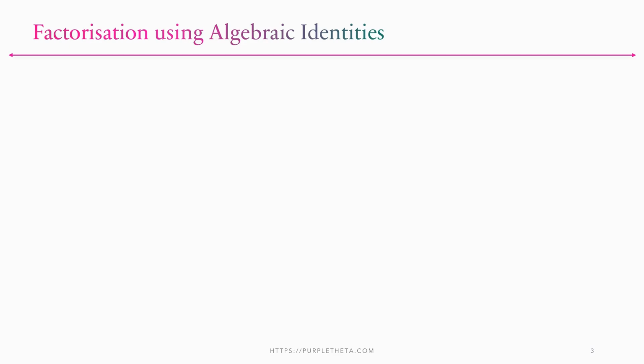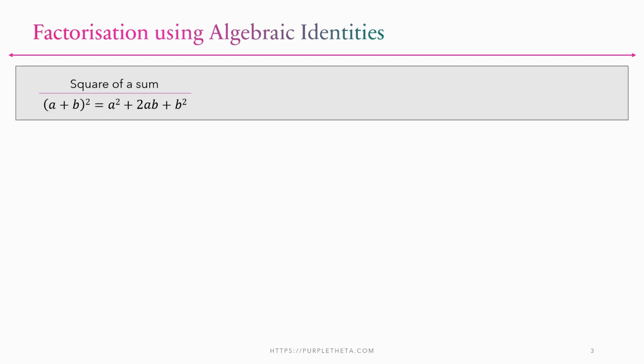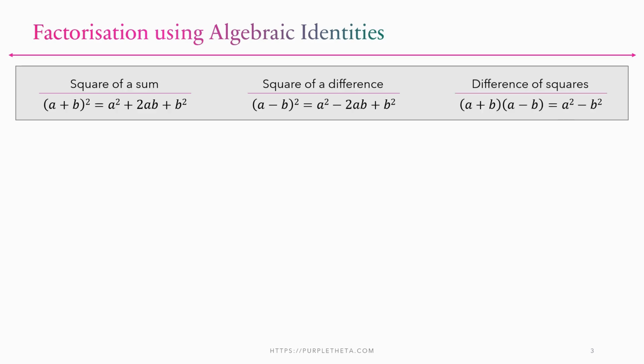Hi, in my last video we saw factorization using algebraic identities. We looked at three algebraic identities, which are square of a sum, that is a plus b whole square is equal to a square plus 2ab plus b square. We saw square of a difference, that is a minus b whole square is equal to a square minus 2ab plus b square, and difference of squares, that is a plus b multiplied by a minus b is equal to a square minus b square.